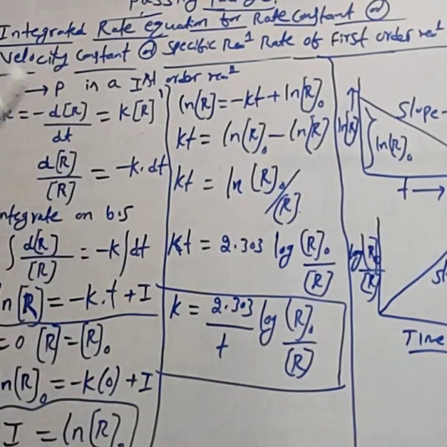You practice both zero and first order, and definitely you get 3 marks. In the next class, we can consider expressions for the half-life of zero and first order reactions.